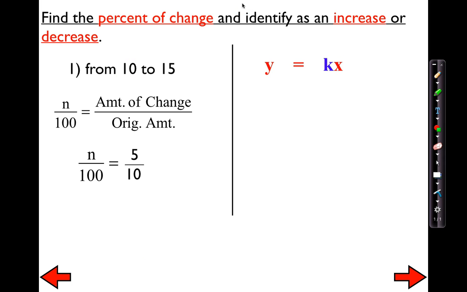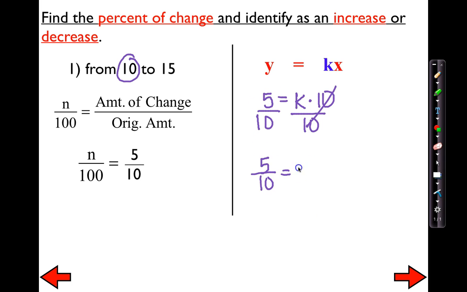Now, to solve it using an equation, again, y is going to be the amount of change. Since it went from 10 to 15, it is going to be a 5. I don't know the percent of change, so I'm going to leave k there. But x represents the original, and since the original is 10, we're going to put times 10 there. So to solve for k, since it means k times 10, I'm going to do the inverse, which is to divide both sides by 10. We're going to see that they cross cancel, leaving me with 5/10 equals k.